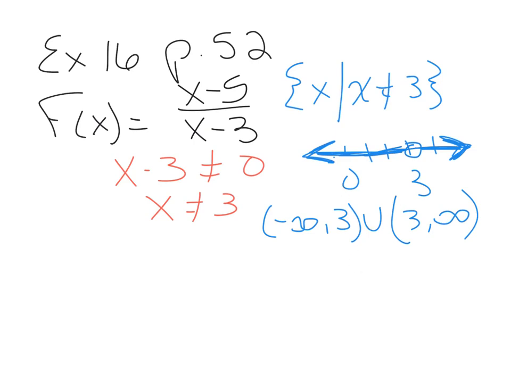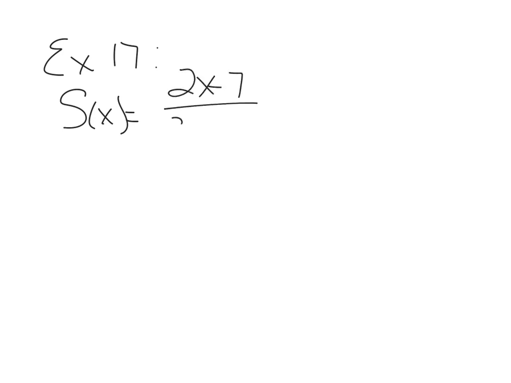All right, example 17. Another rational function to find the domain. It's on the top of page 53. It says s of x equals 2x minus 7 over 3x plus 4. It's all about the denominator cannot equal 0. So you start with that statement. 3x plus 4 cannot equal 0.